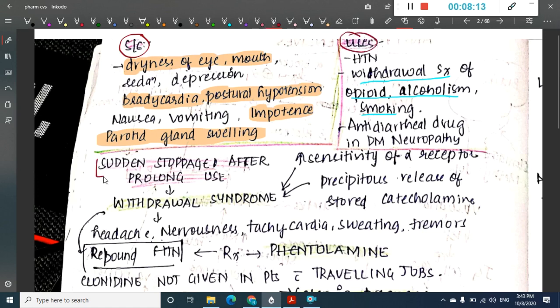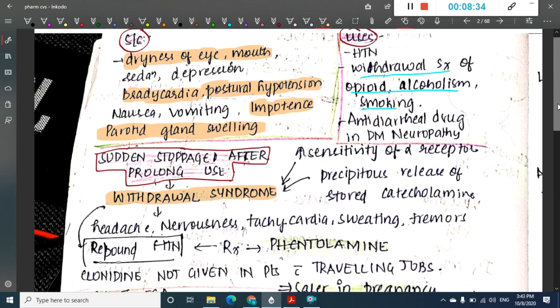Next, what happens if we suddenly stop the drug? Sudden stoppage of the drug after prolonged use leads to a syndrome which is called withdrawal syndrome. Why is this withdrawal syndrome present? Because whenever we give clonidine, there will be increased receptors formed, but once you stop the clonidine, there will be increased sensitivity of receptors.